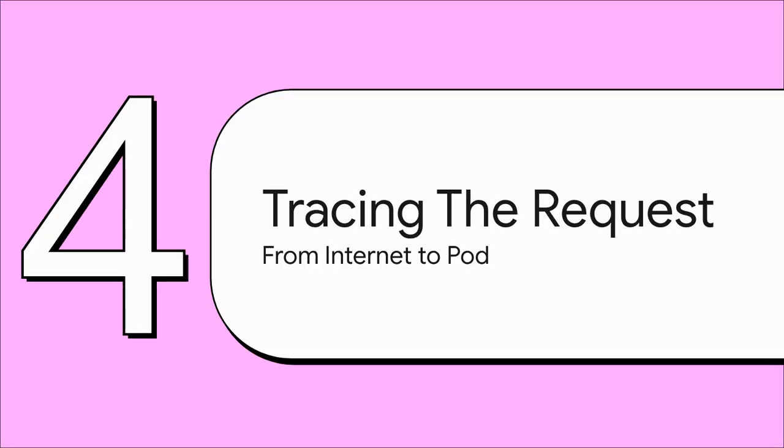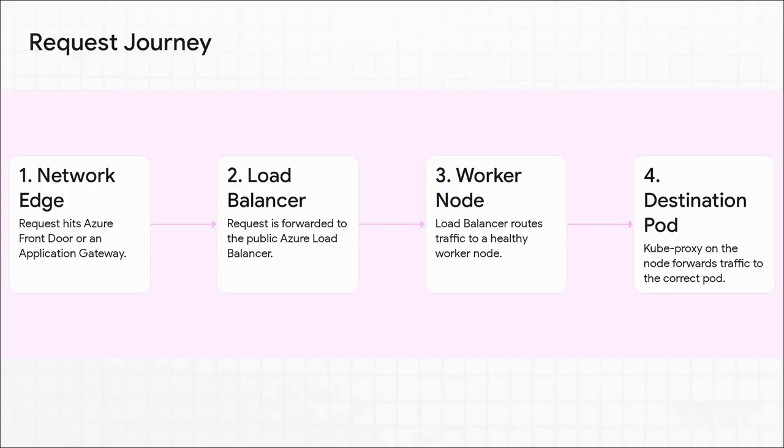We've laid out all the components on our blueprint, so now let's actually bring it to life. We're going to follow a single user request all the way from the public internet through our Azure setup and land it right on a specific pod that's running our application code. So here's the journey. Step 1, a request from a user's browser hits your network edge. Maybe that's an app gateway or Azure Front Door. Step 2, that request gets forwarded to the public IP address of that Azure load balancer we just talked about.